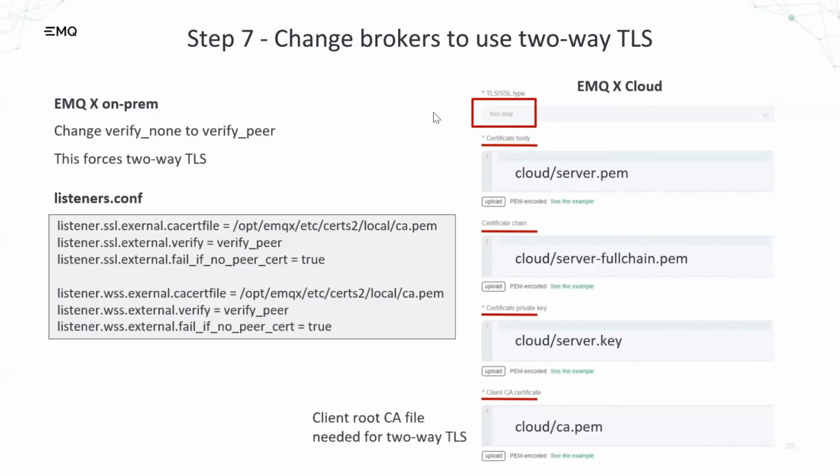So next, we'll change the brokers to use two-way TLS. For EMQX on-prem, that means changing the verify none to verify peer in all the three sections. And for EMQX Cloud, that means just selecting two-way instead of one-way.